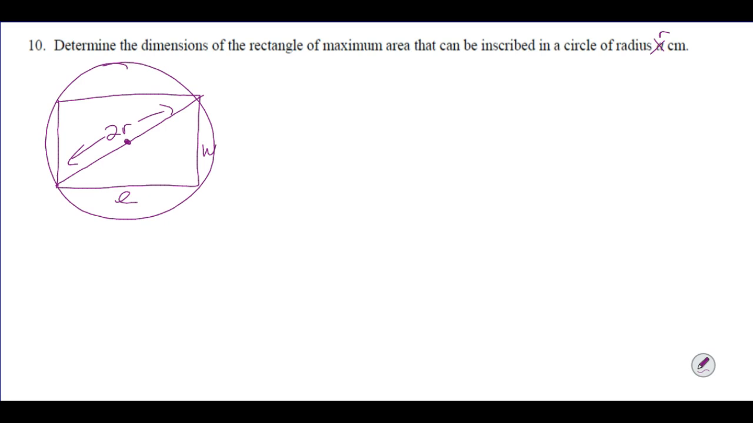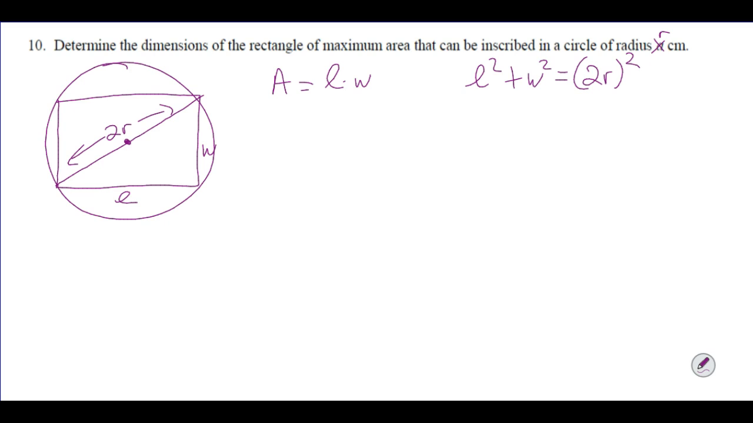Okay, so what do we know? Area is length times width. And we have the relationship that L squared plus W squared is equal to, not R squared, but 2R squared. Now R is just a constant, right? If this said a circle of radius 5 centimeters, R would be some constant. It's W and L that are going to vary. We're looking for the width and the length that, in relation to this constant value, give us a maximum area.